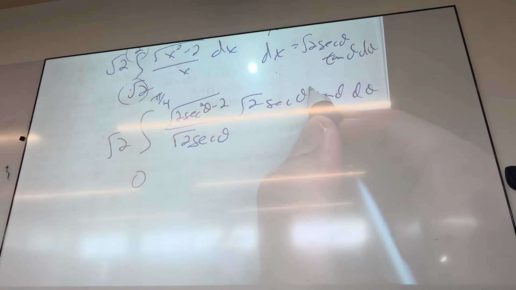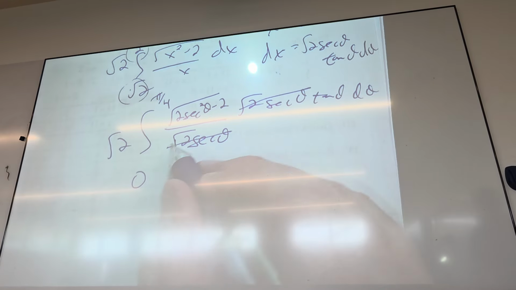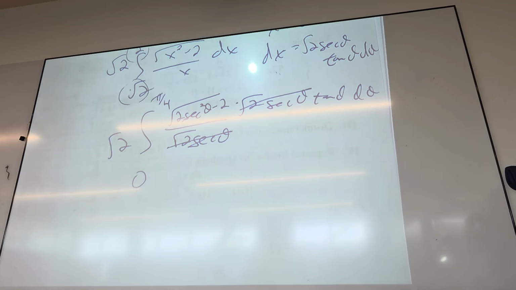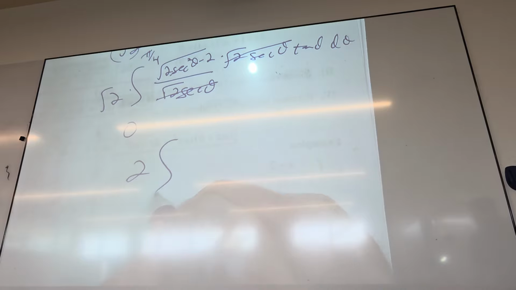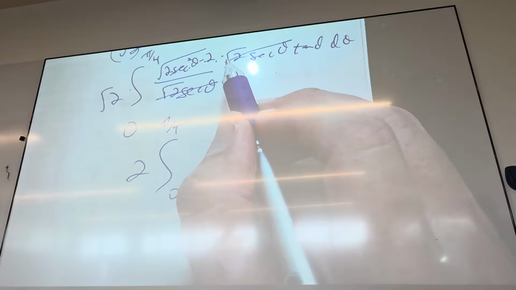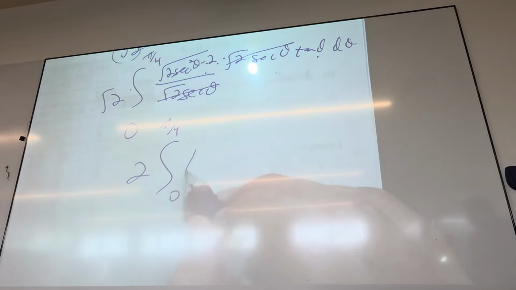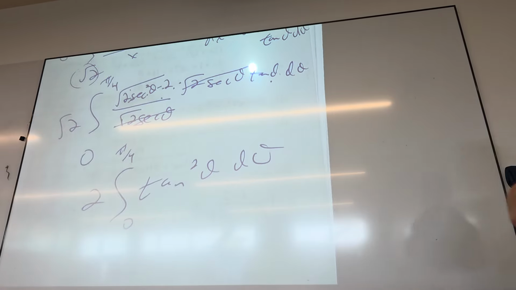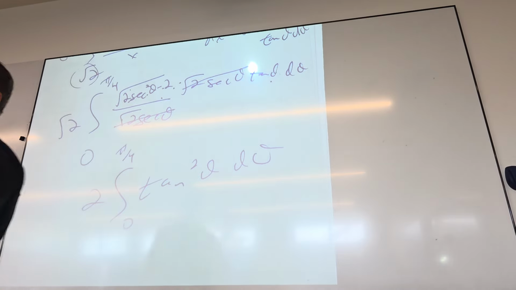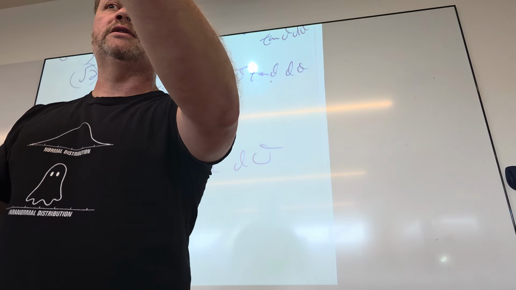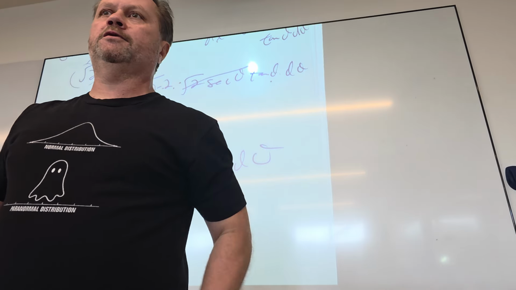Real quick, let's do a couple things. This whole thing dies, yes? I can take a rad 2 out, put it with that, half a 2 times half a 2 makes a whole 2. And then I have secant squared minus 1, which is tangent squared. Wait, how'd you get rid of the radical? Take the rad 2 out, so I get secant squared minus 1. Secant squared minus 1 is tangent squared. Square root of tangent squared is tangent. Times tangent is tangent squared. Okay.